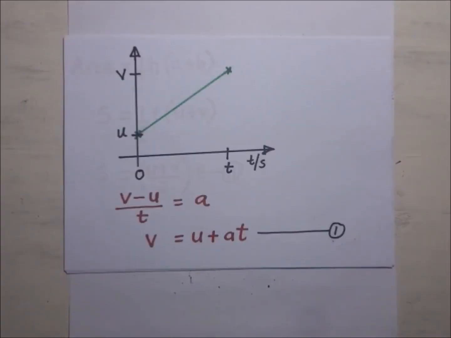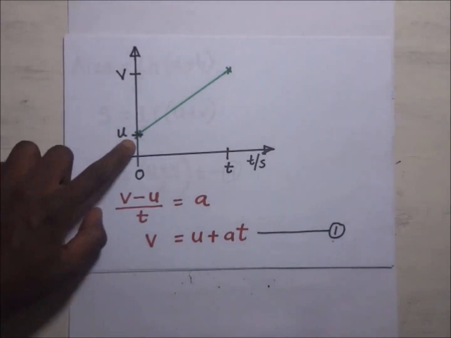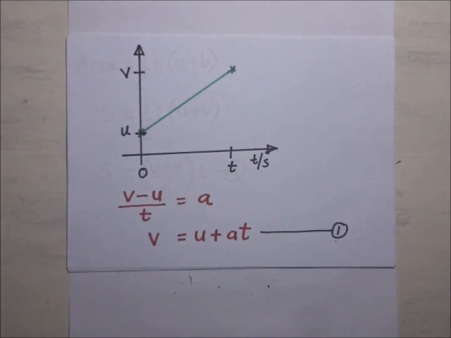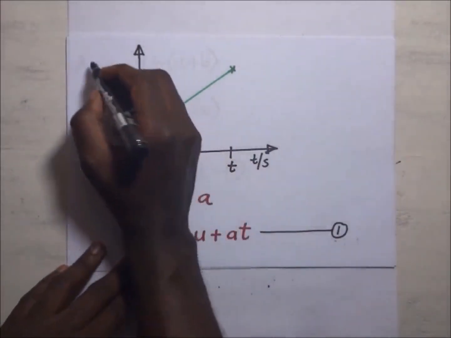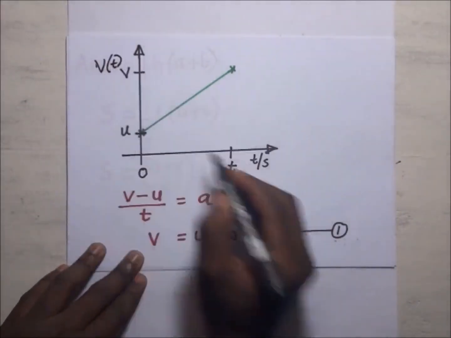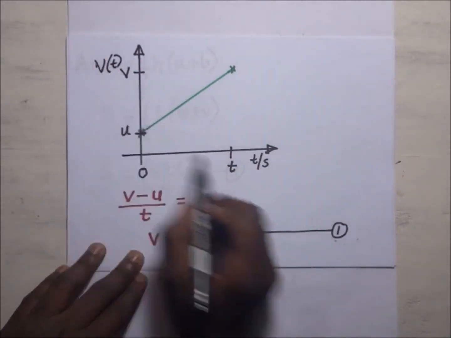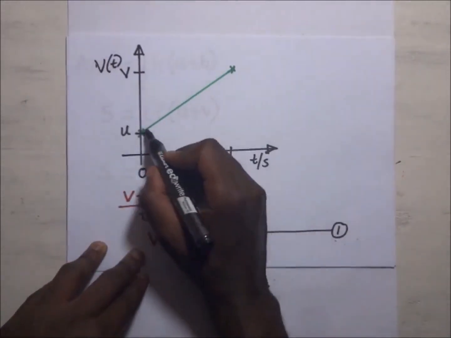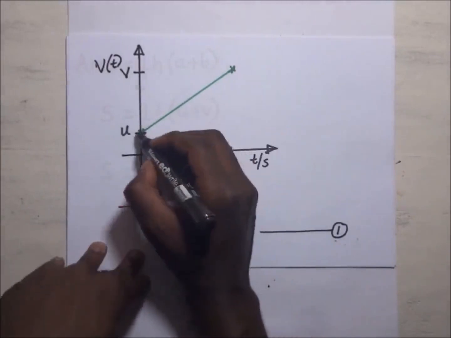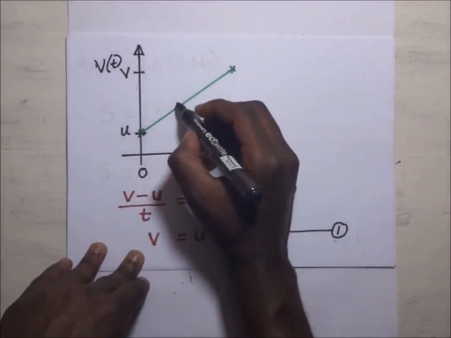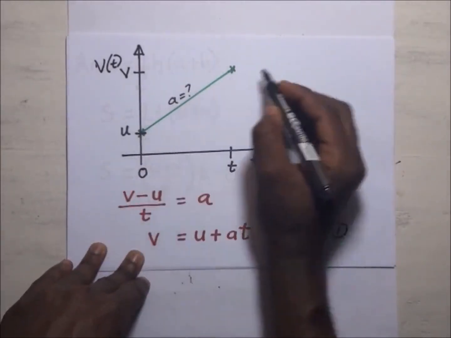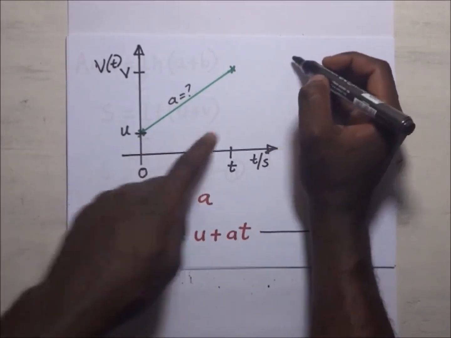Now, looking at our first equation of motion, we are going to consider an object moving from initial velocity u to final velocity v, and when you draw a velocity-time graph, this is velocity in meters per second, this is time in seconds. To find the slope of this graph, which gives the acceleration, the slope is going to be the change in y.